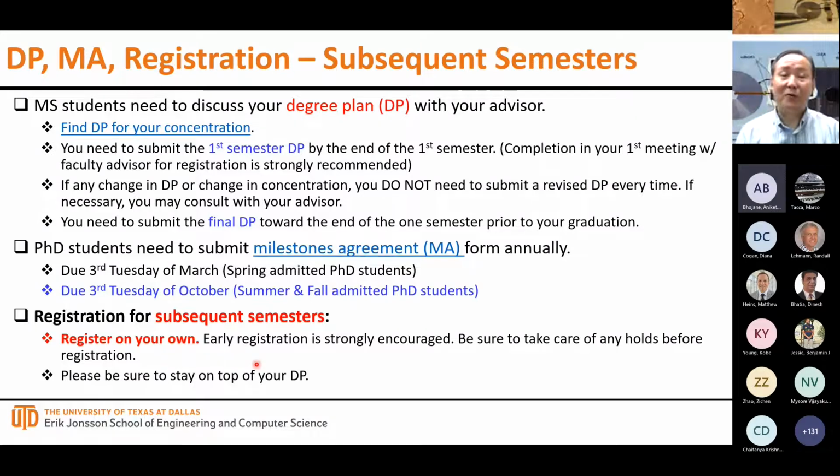Once you register for fall 2022, for spring 2023, you don't need to talk to your advisor. You can register on your own online, okay? For registration for subsequent semesters, you can register on your own. Early registration is strongly encouraged, and you need to be sure to take care of any holds before registration. And always stay on top of your degree plan if you are a master's student, okay?